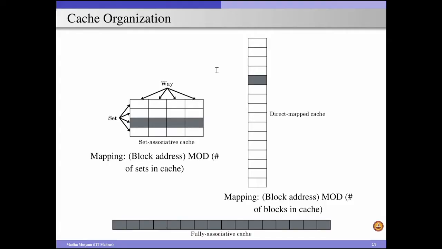Now we consider the other extreme, where we have a single set in the cache, but this set can accommodate all the blocks of the cache. Again, considering this example where 16 blocks are there in the cache, if I organize it in a way where we consider only one set and this set is accommodating 16 blocks, then we get the other organization which is called a fully associative cache. In this fully associative cache, the block can be placed anywhere, whether in way 0, way 1, way 2 or at the end. Anywhere you can place the block in the cache.